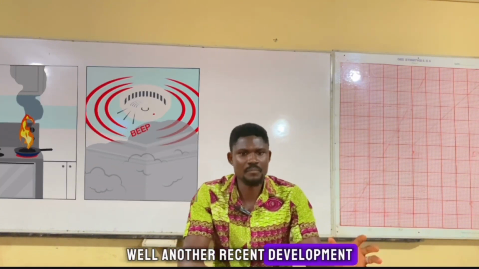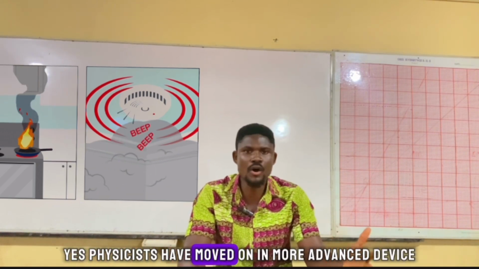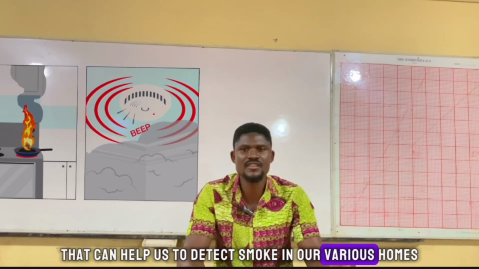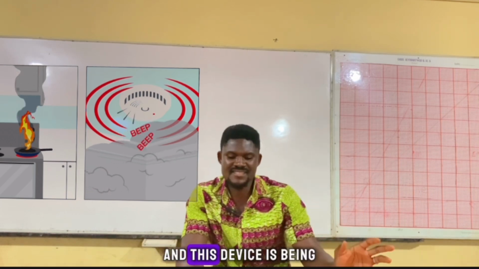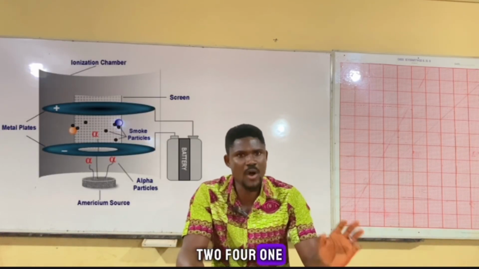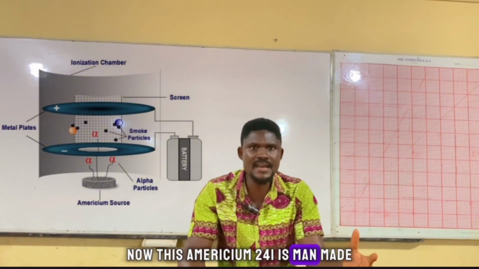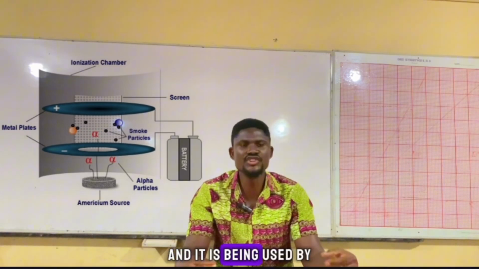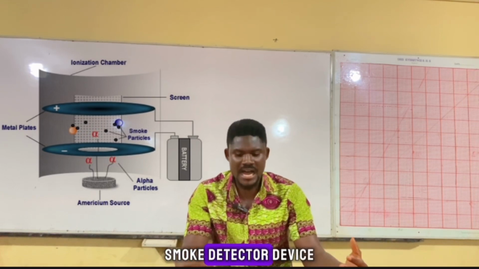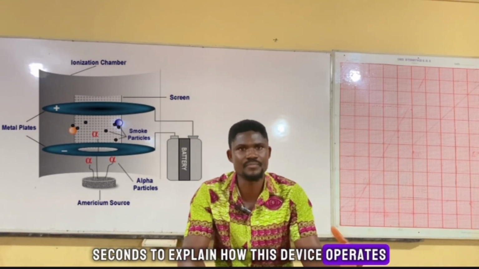Well, another recent development is the smoke detector. Yes, physicists have moved on to a more advanced device that can help us to detect smoke in our various homes and offices. And this device is manufactured by use of americium-241 in its operation. Now, this americium-241 is a man-made radioactive element, and it is being used by physicists in manufacturing this vital smoke detector device. Now, let me take a few seconds to explain how this device operates.